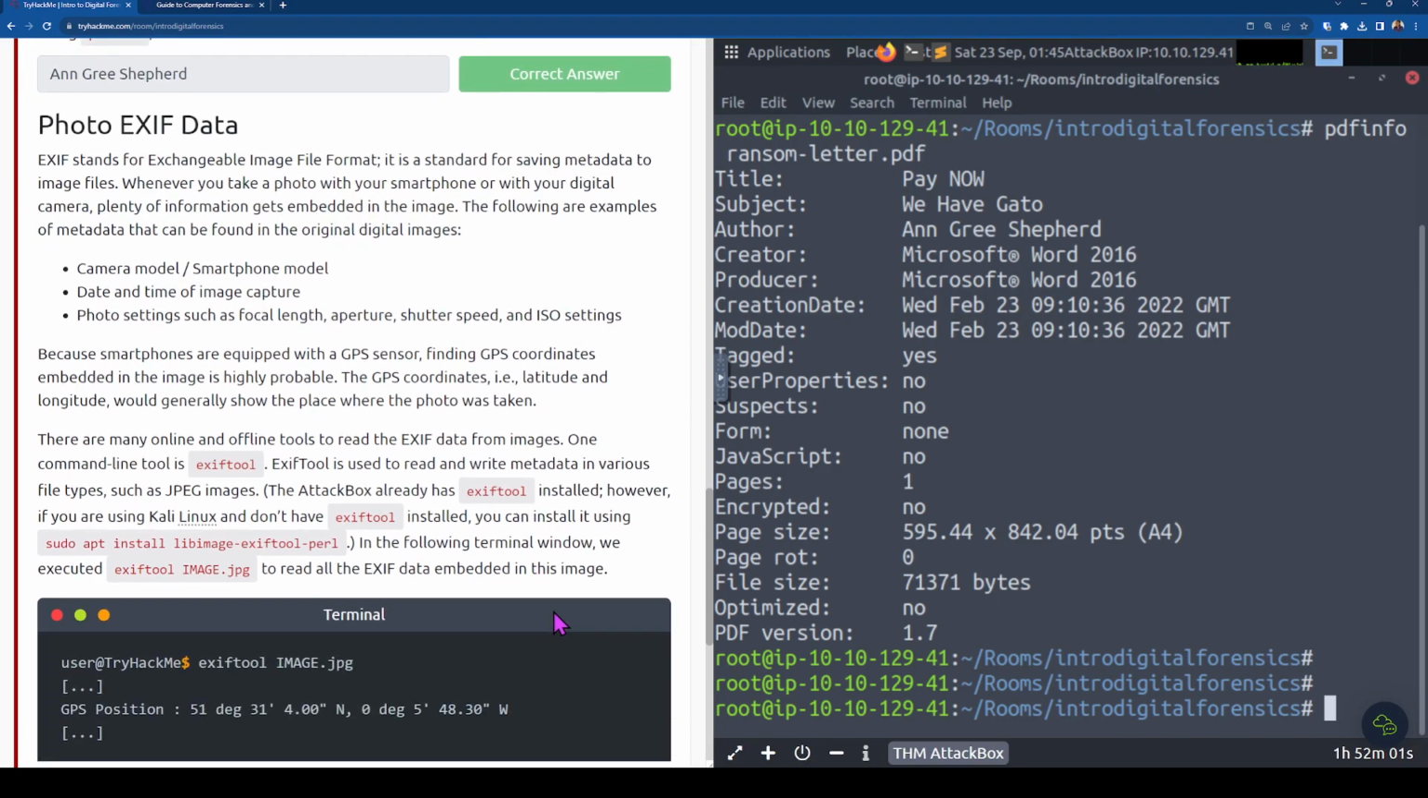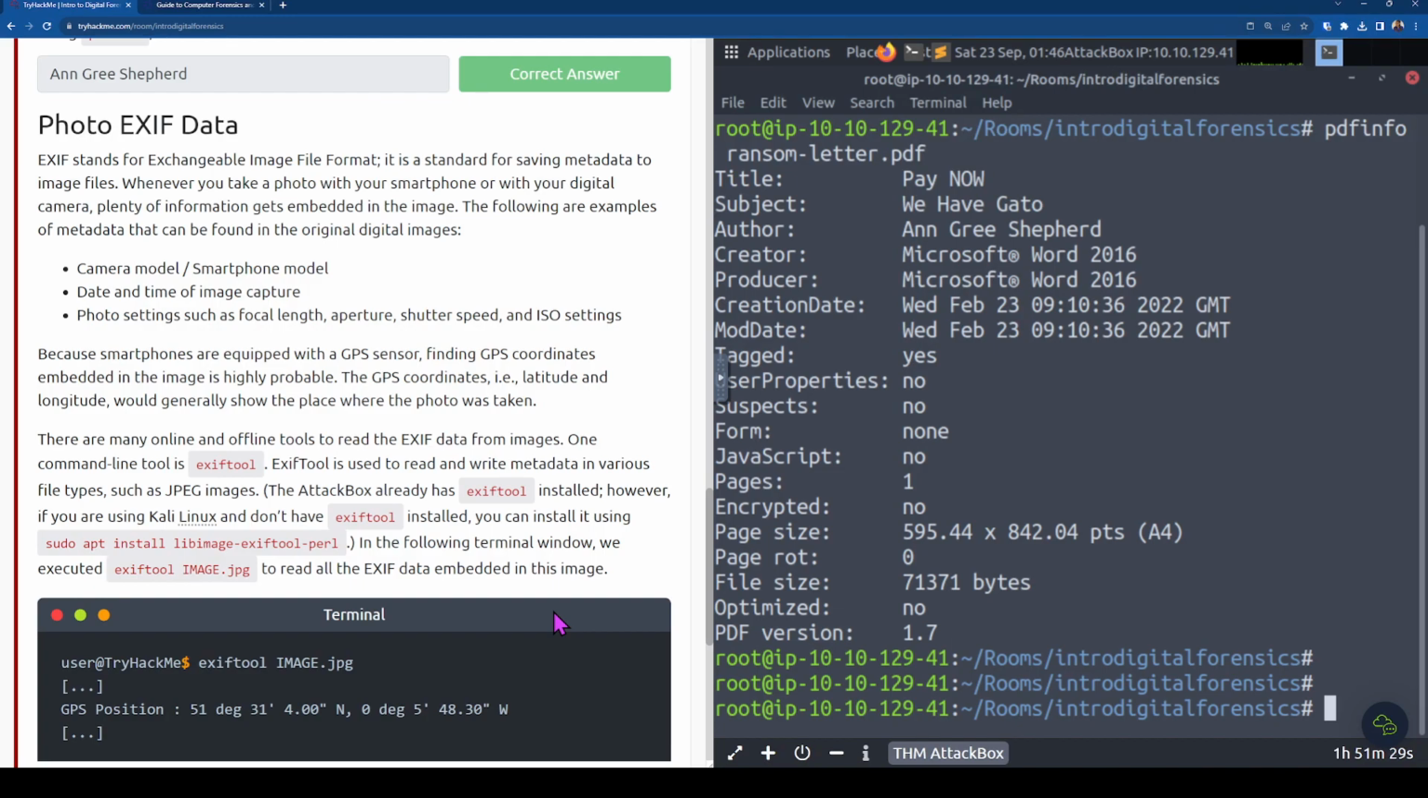Because smartphones are equipped with a GPS sensor, finding GPS coordinates embedded in the image is highly probable. The GPS coordinates, i.e. latitude, longitude, would generally show the place where the photo was taken. There are many online and offline EXIF tools to read the EXIF data from images.